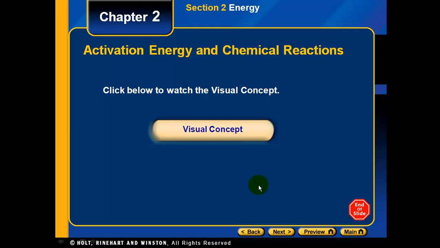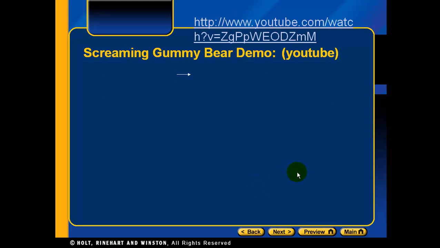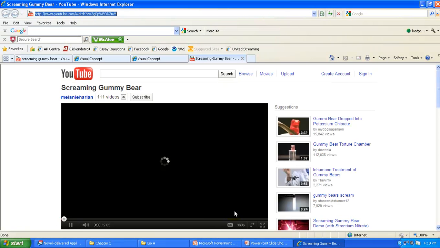Okay. Another term that we're going to discuss is oxidation and reduction. Chemical reactions in general transfer energy in living things. They involve the transfer of electrons. Reactions in which electrons are transferred between atoms are called oxidation reduction reactions. Here is an example that we're going to watch on YouTube. I'm going to click on it for you.